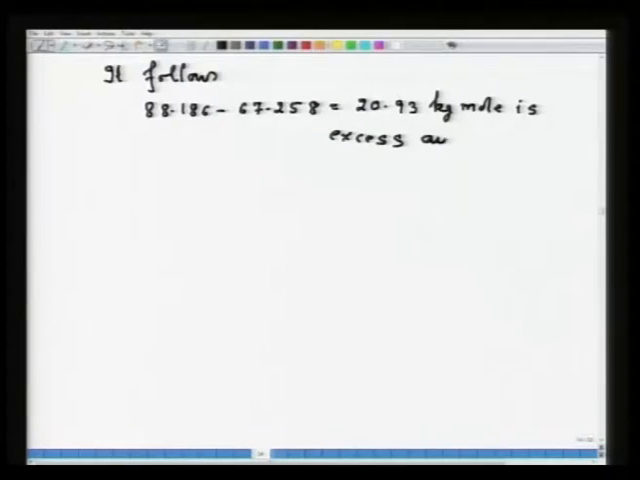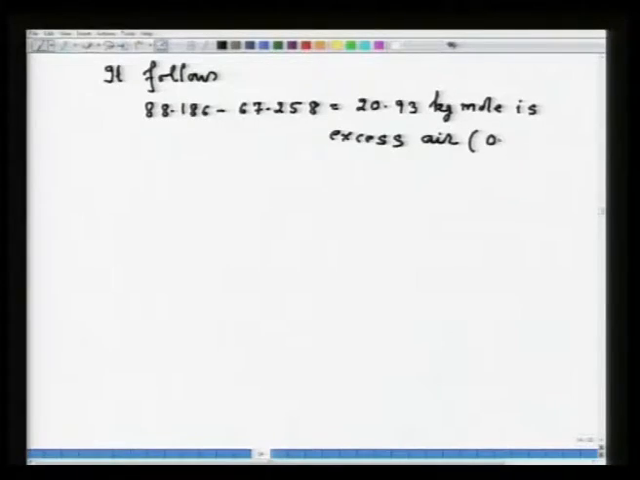So, what I wanted you to see is that you cannot presume right in the beginning that there is no excess air in the system. You have to make the calculation to show that there is no excess air in the system. Here this calculation shows the system operates with excess air equal to 20.93 kg mole, and this excess air contains both O2 and nitrogen. So, now from here we can determine the excess oxygen.